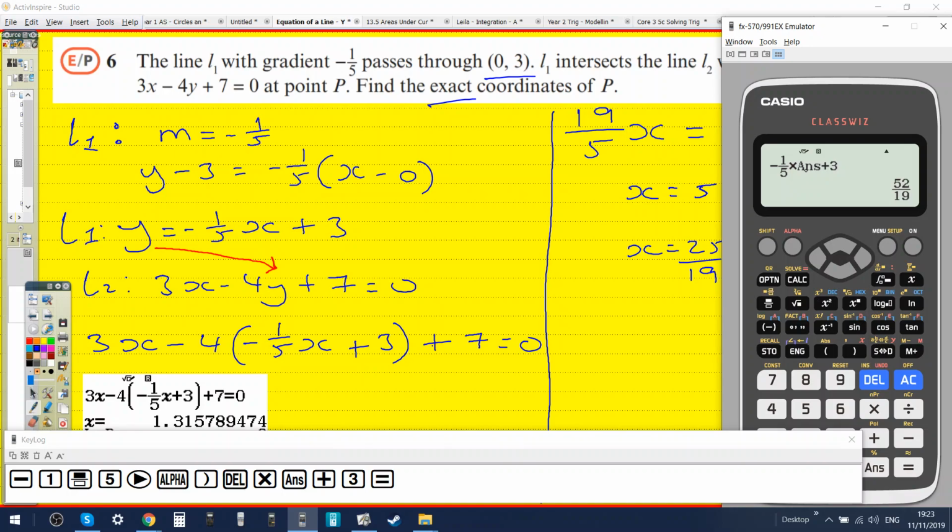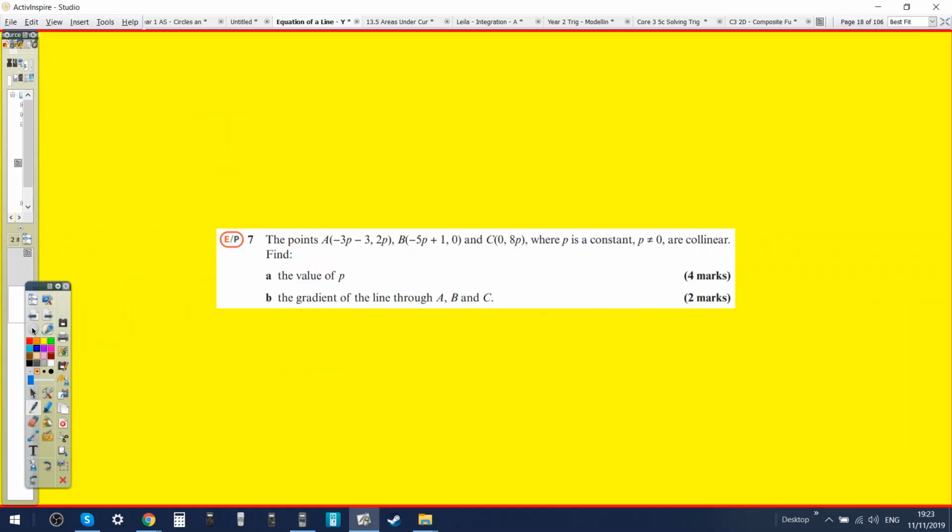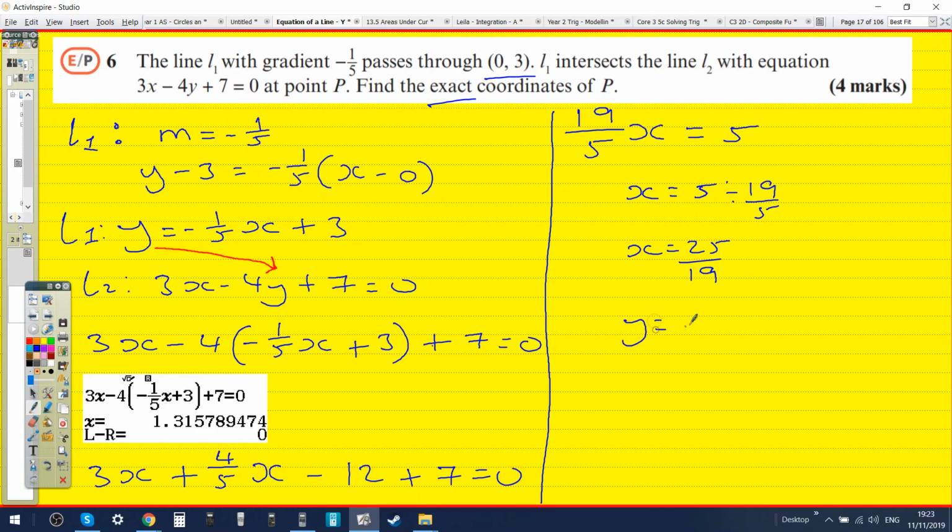So actually, although it gave it to us as a decimal, hold on. I think it's too late for me to retrieve it. So 52 over 19, that was the answer? Yeah. Okay, good. 52 over 19. And y equals 52 over 19. Okay, any questions there? No.